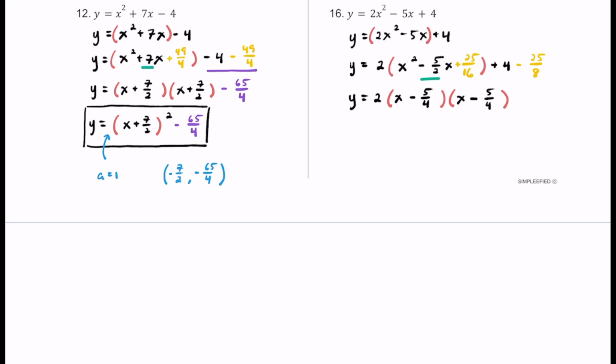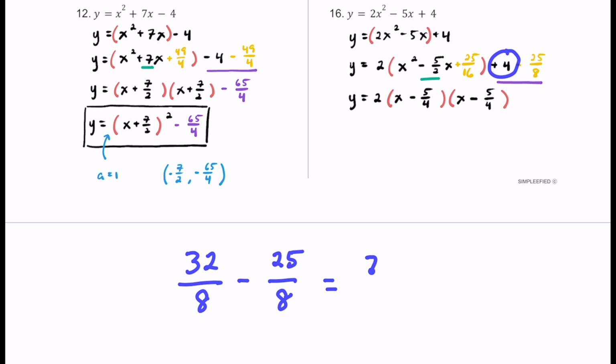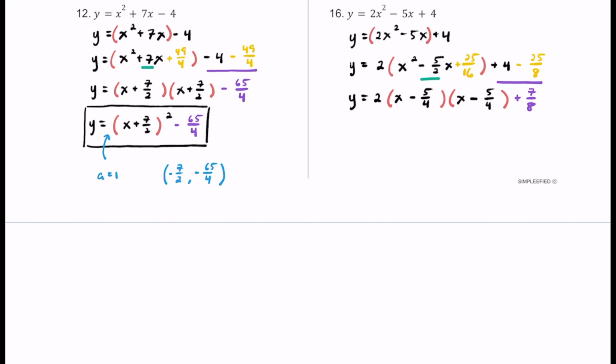Now, this is also frustrating, a little bit more work for us to do, but let's go ahead and see here. 4 is the same thing as 32/8. That's what 4 is. We're taking away 25/8. So 32/8 take away 25/8 should be 7/8. Not the worst one we could have done. So let's go ahead and write +7/8. I think we're almost done. We have y equals 2 times the quantity x minus 5/4, sorry, I said 5/2. And that's going to be this whole thing squared, and then +7/8.